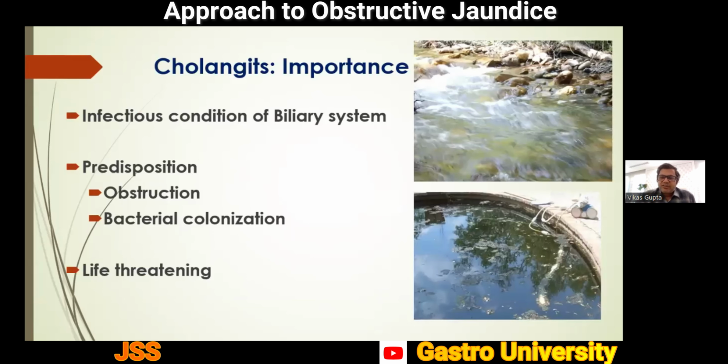So cholangitis is the most important component in patients with obstructive jaundice because it is an infectious condition of the biliary system. And as we know, running water is always clear and stagnant water is always contaminated. A similar situation is there in the biliary system. Whenever there is obstruction, if bacterial colonization occurs, it can lead to infection, and this infection can be life-threatening.